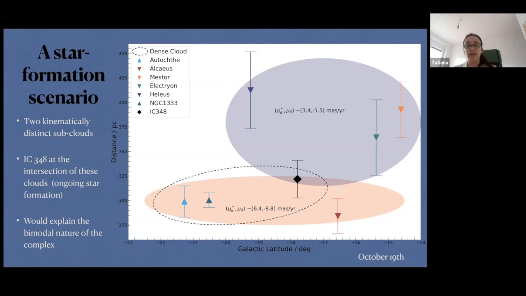And this is to show that maybe in a star formation scenario, there were 2 kinematically distinct subclouds. In this scenario, we would have IC348 in the intersection. And this would explain the fact that we see IC348 star forming for so long and spanning a wide range of proper motions as well. But this is, of course, just a scenario to try and understand the bimodal nature of the complex.